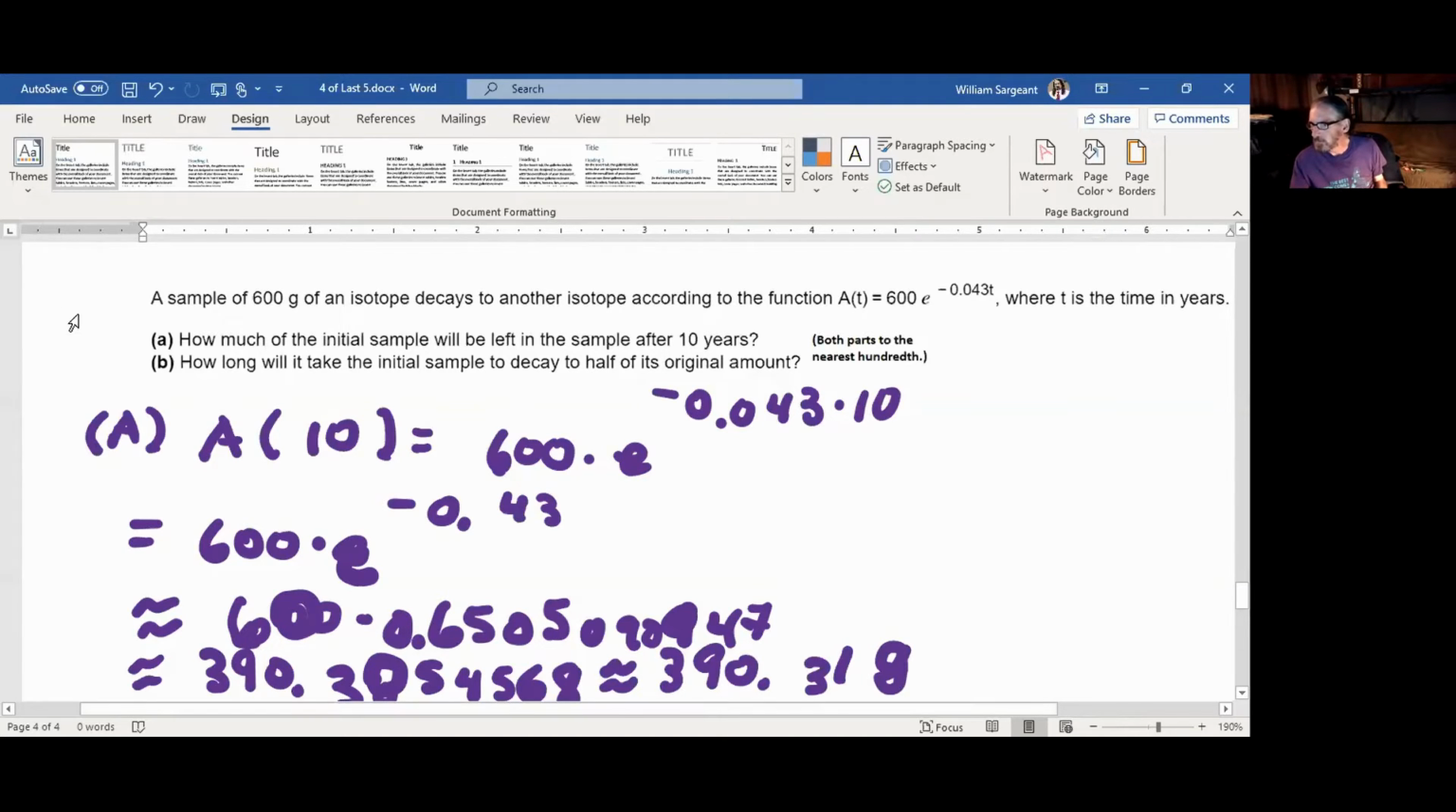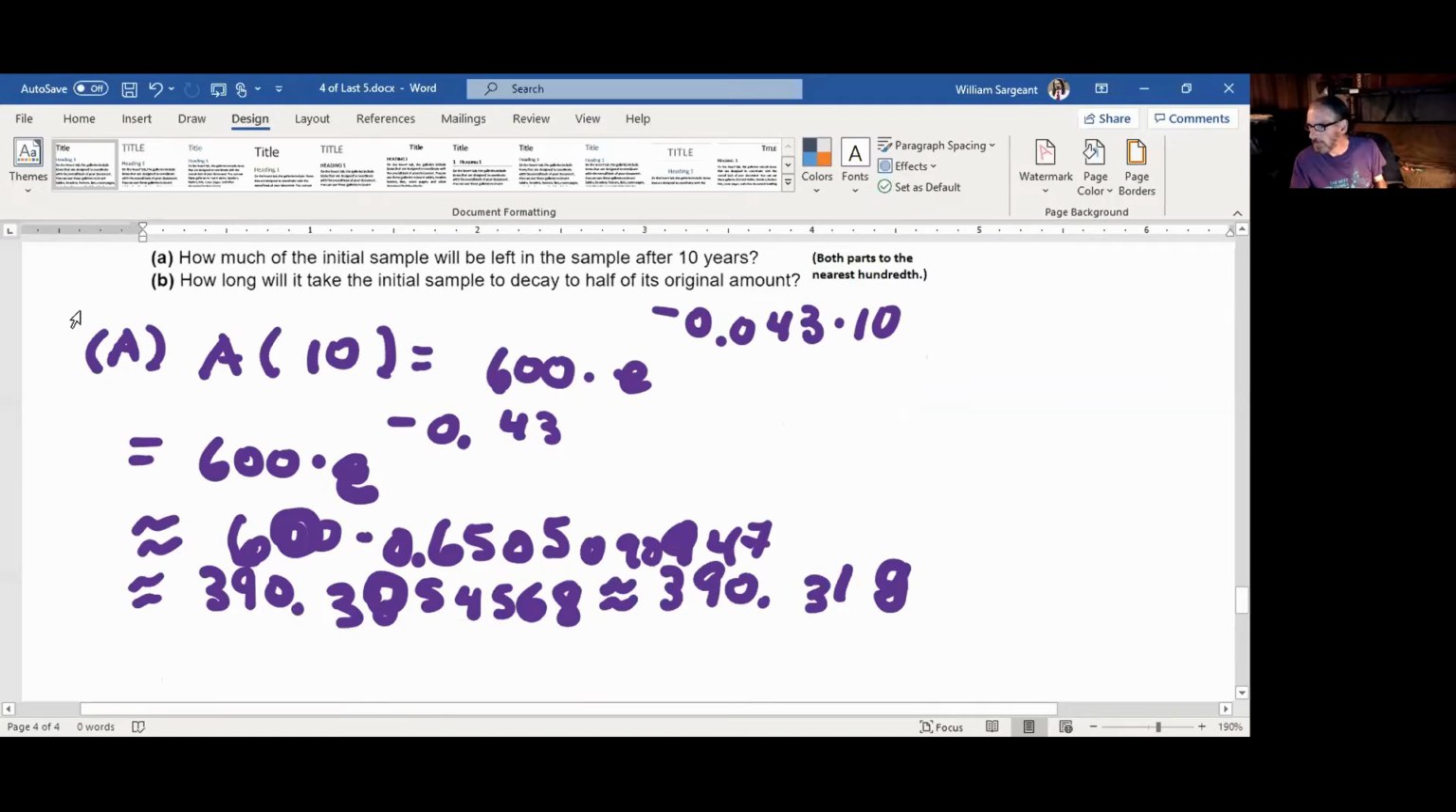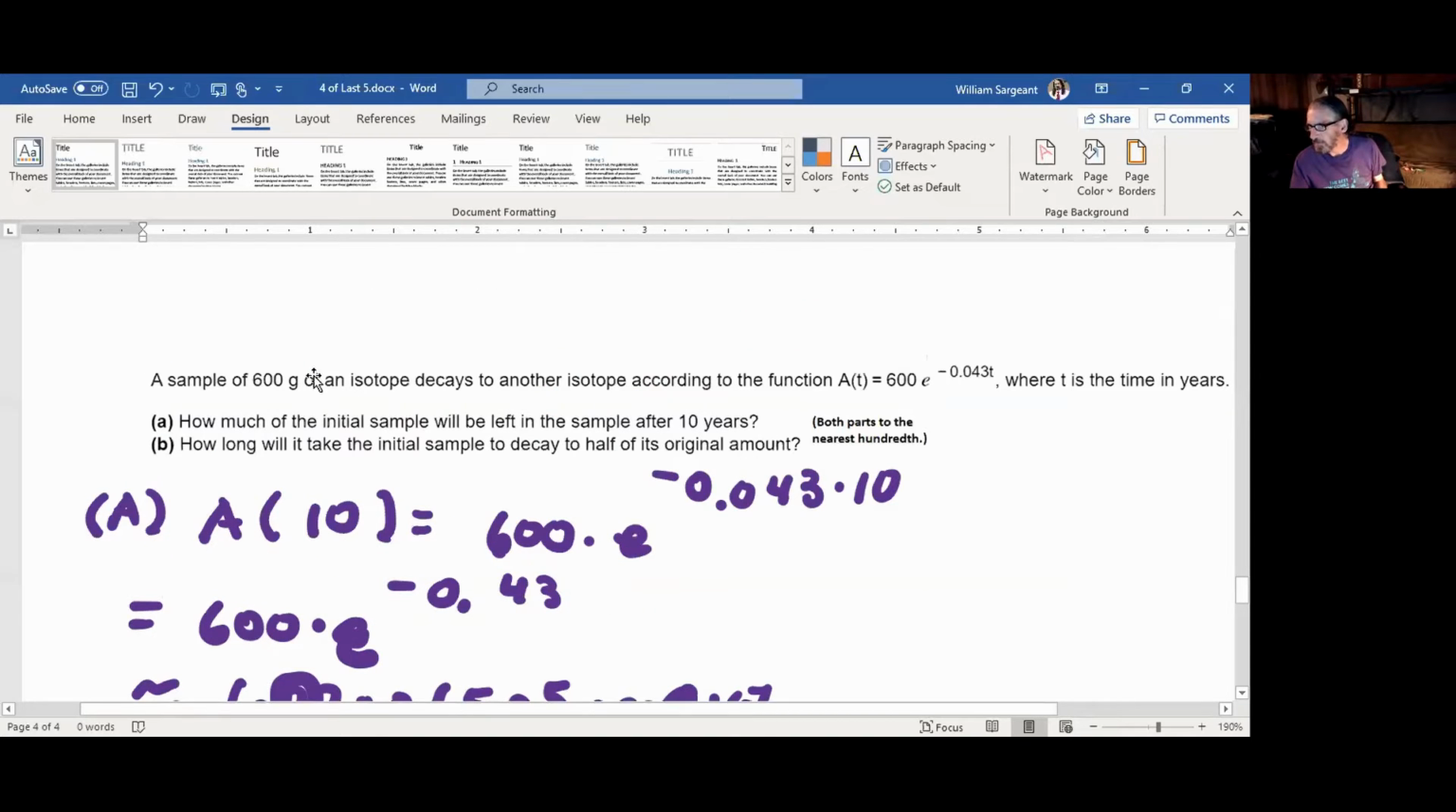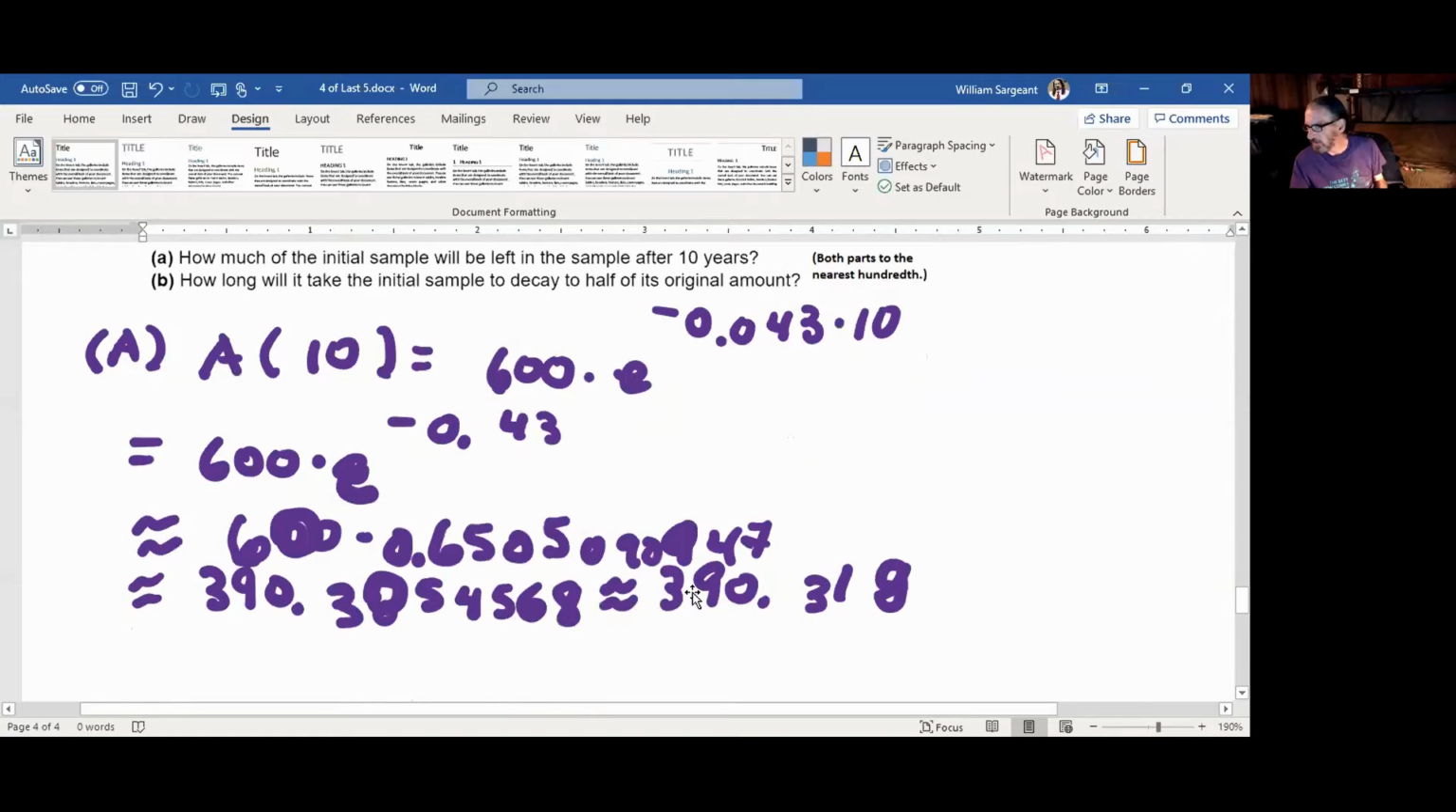Now, in part B, how long will it take the initial sample to decay to half the original amount? The original amount was 600. In 10 years, it is closer to a quarter, I guess, of the initial amount that is decayed. So I expect this is going to take longer than 10 years.